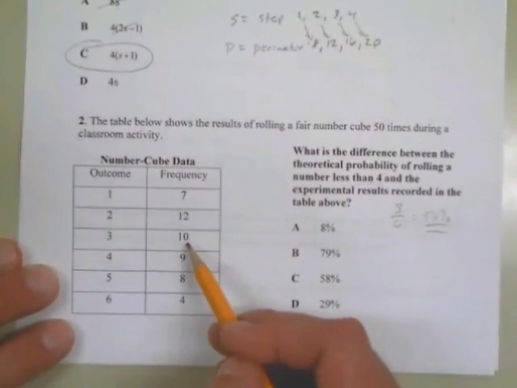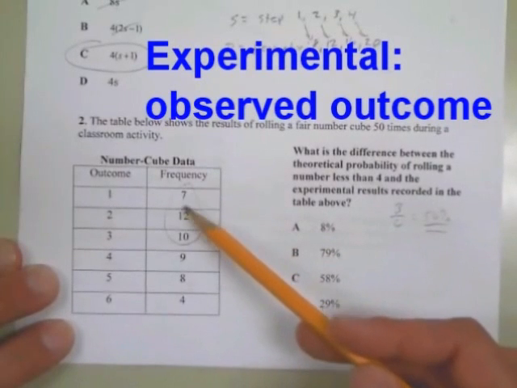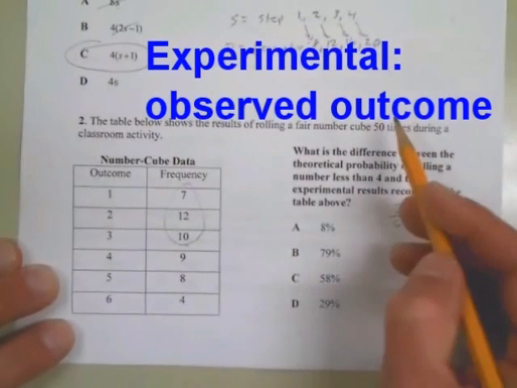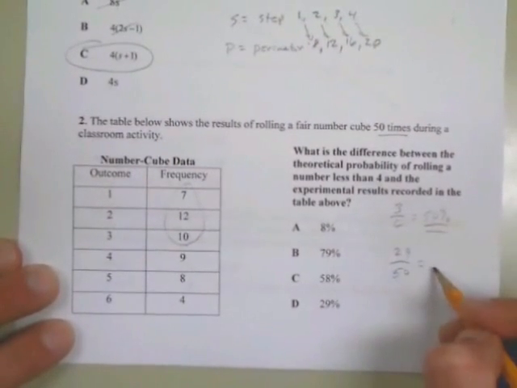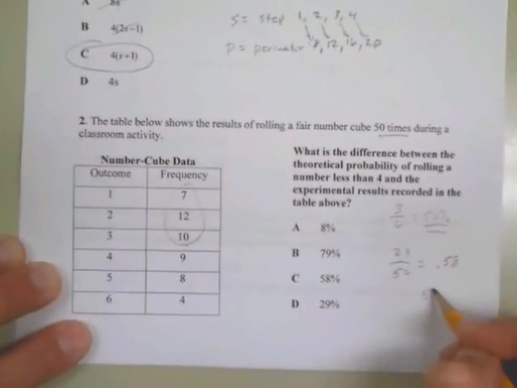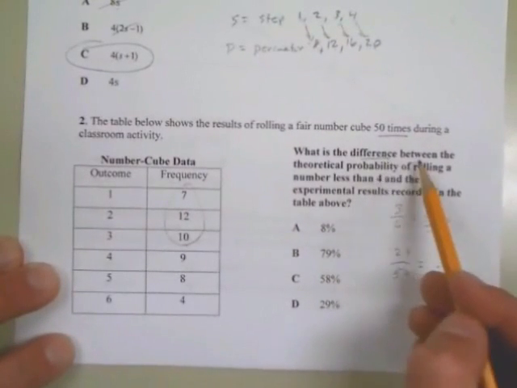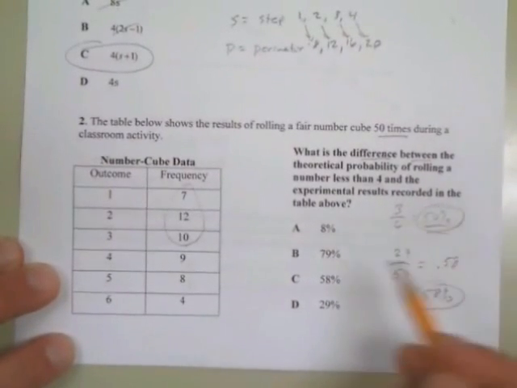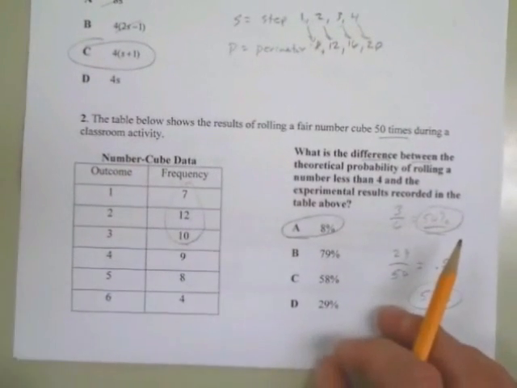Our experimental probability, how many times did we roll a 1, 2, or 3? So you have to add 7, 12, and 10. That gives you 29. We rolled it 50 times. So that's 29 out of 50, which is 0.58, which is 58%. The problem says, what is the difference between? So the difference between 58% and 50% is 8%. So our answer number 2 is A.